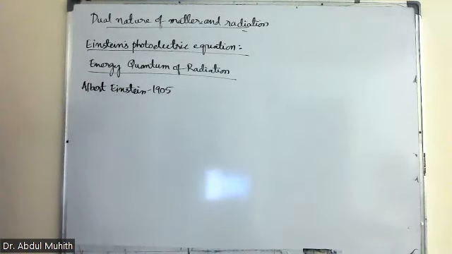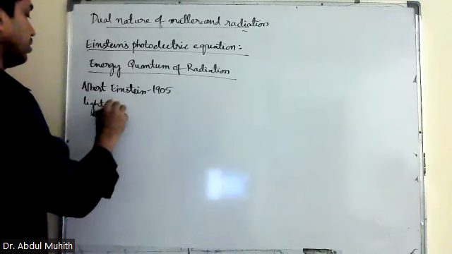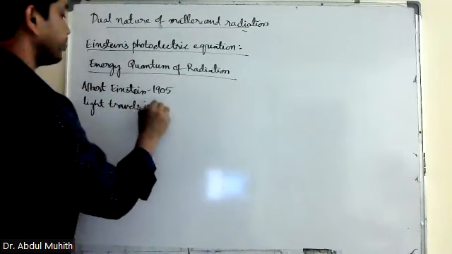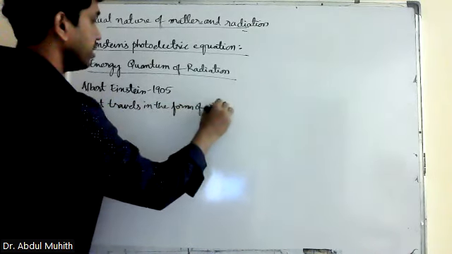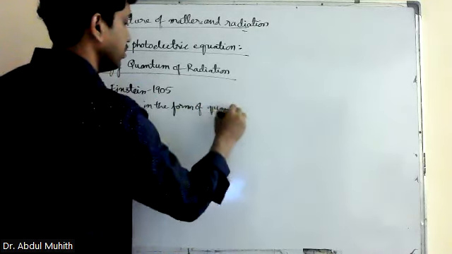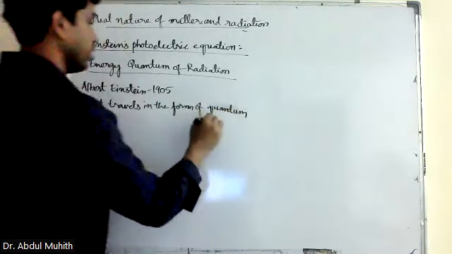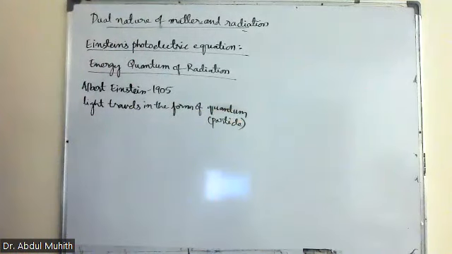Then he said that light travels in the form of particles known as photons or quanta. Light travels in the form of quanta. A photon is a particle, so it is a quantum. They are of particle nature.